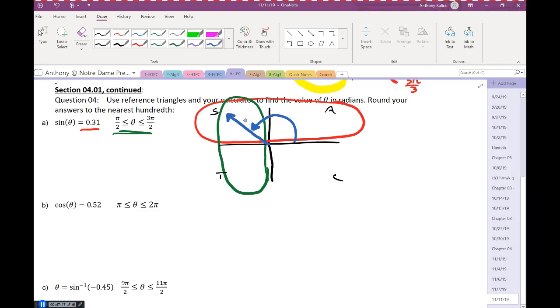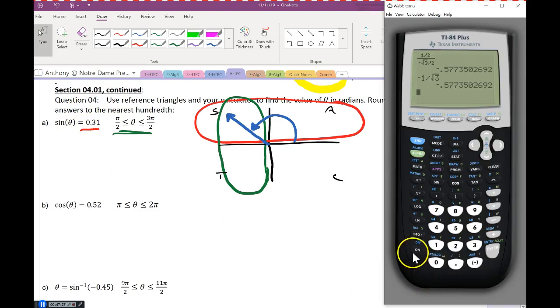So sine of 0.31 is not a value on my unit circle, so I'm going to have to go to my calculator to get that. I'll do sine inverse of 0.31. Better double check that I'm in radian mode before I press enter. I am. Okay, so I do that, and I get this angle.